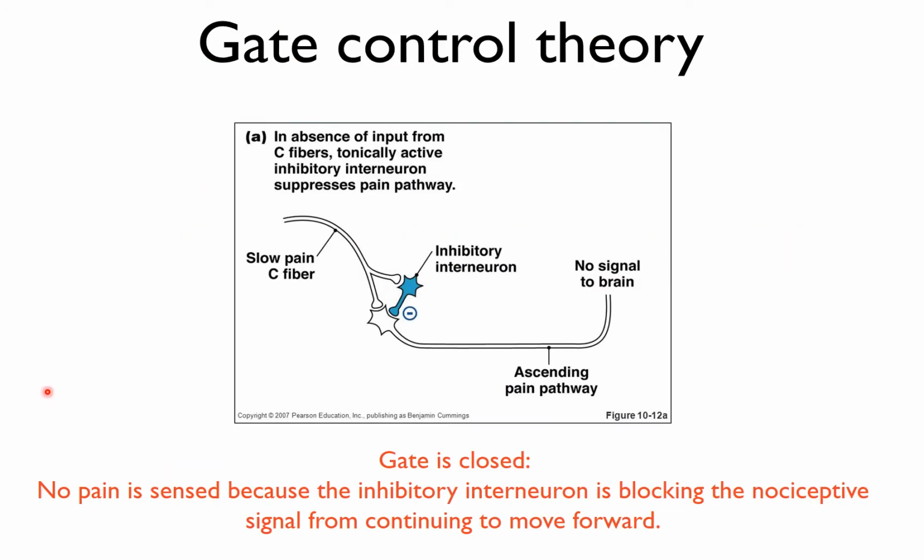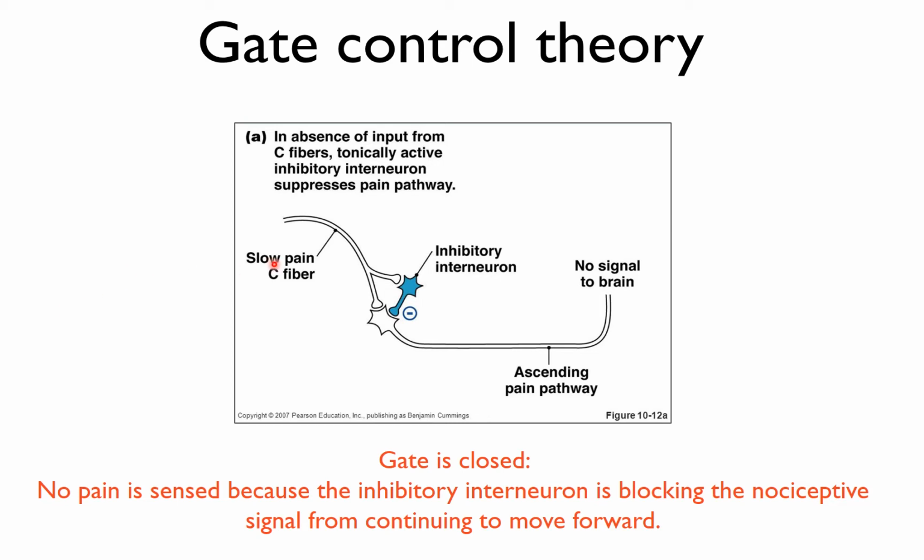Let's begin with the gate control theory. In order to talk about what the gate control theory is and how it actually works, let's look at a baseline neutral activity in the dorsal horn. So this is essentially a graphic that's representing no pain. This is the absence of input from C fibers. There's just nothing going on. The person is totally fine, no pain at all.